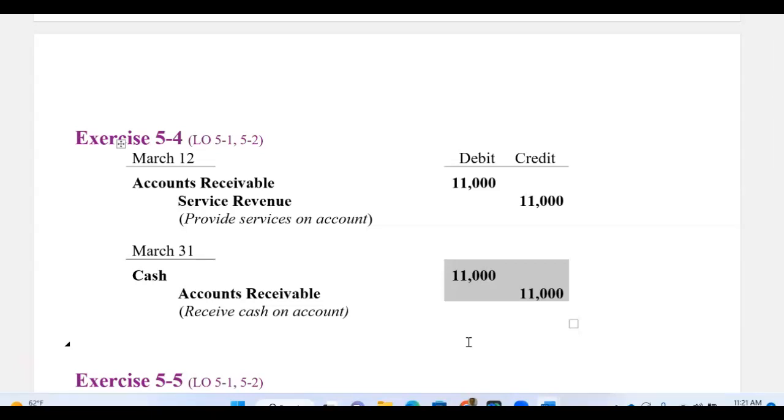Cool. In order to be in discount period, it should be paid 10 days from March 12th. If not, then no discount day.